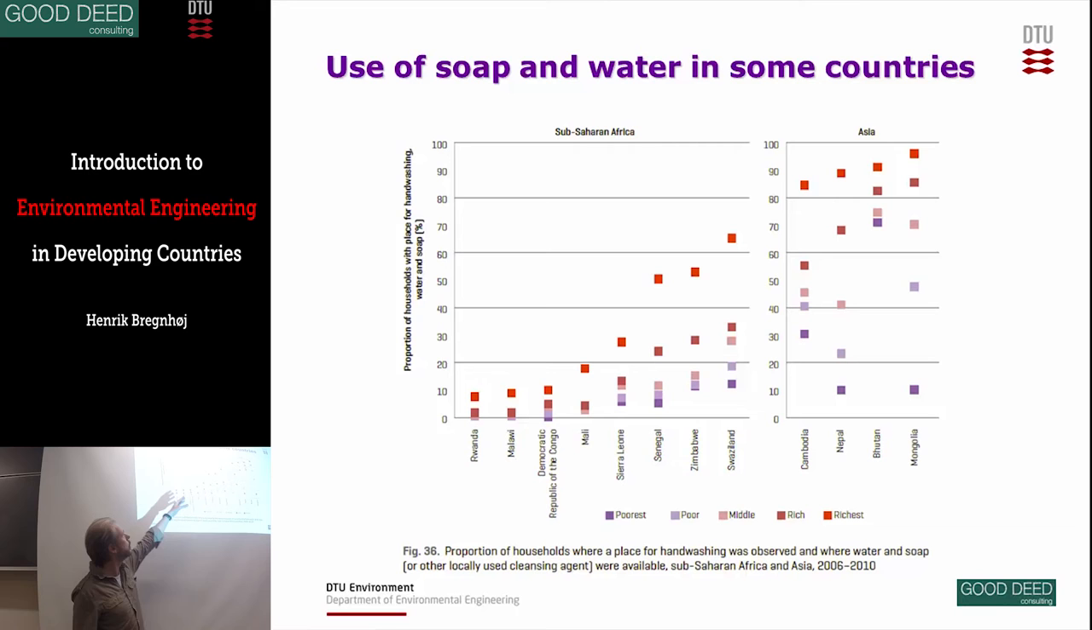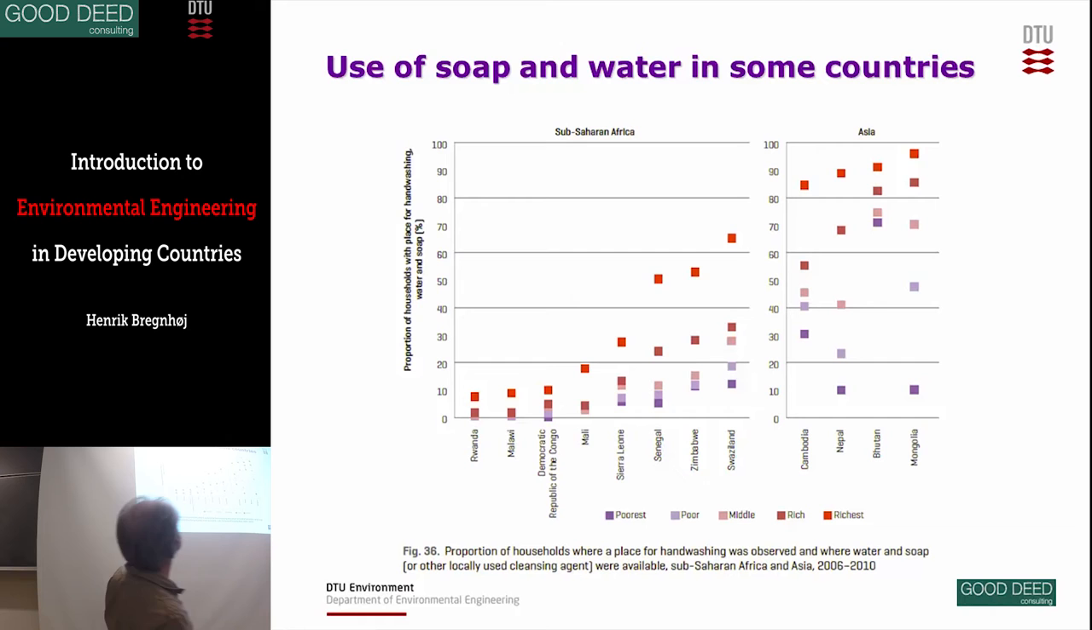You can also see there's a big difference between countries, not a clear correlation, but you could say richer countries have a little bit better hand washing than the other ones. This is the proportion of households with a place for hand washing with water and soap.